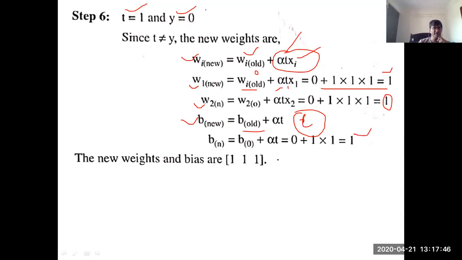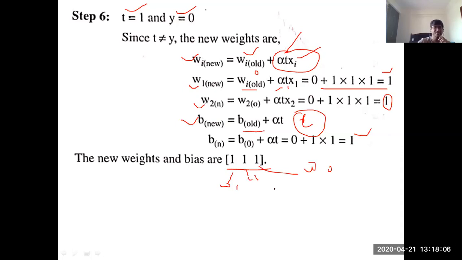So after the first iteration, what we get is 1, 1, 1. This becomes your new W1, this becomes your W2, and this becomes your W0. So this is what we have got after the first iteration of training.